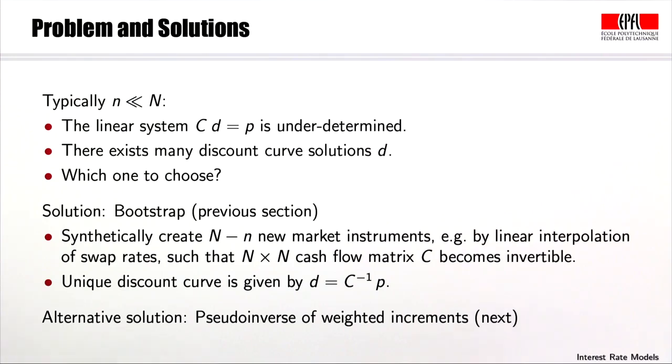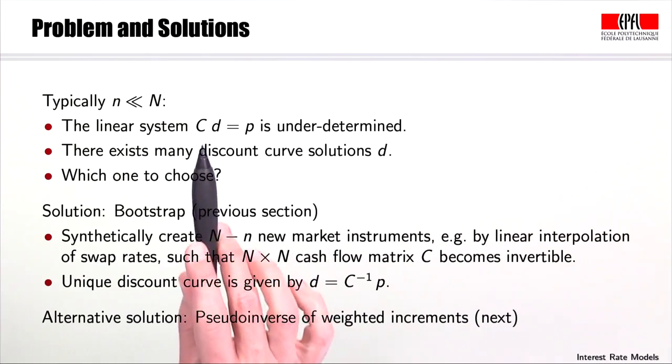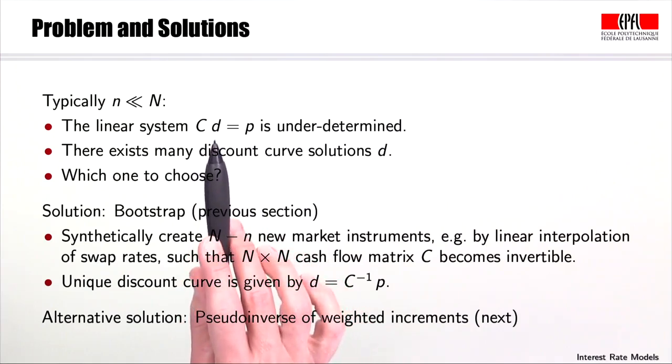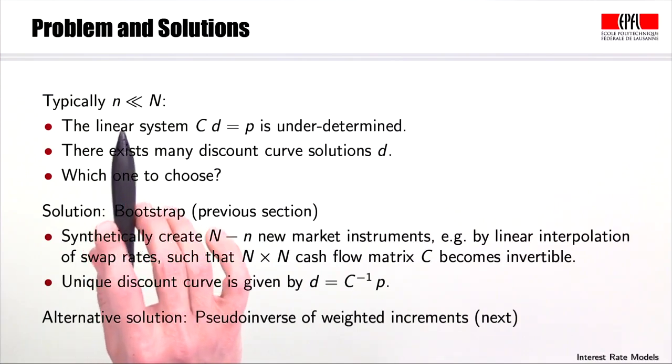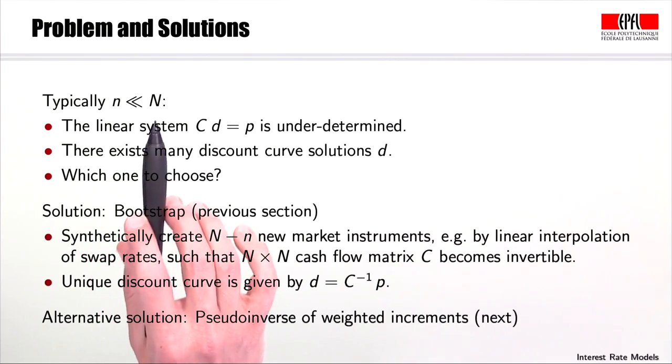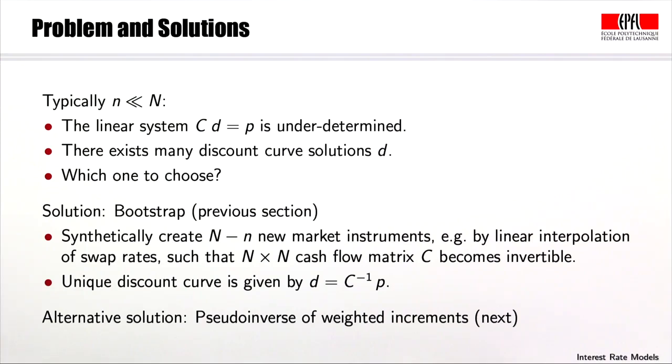Summarizing, these exact methods typically lead to linear systems for the discount curve D, which are underdetermined because the number of equations, small n, is much smaller than the number of unknowns, capital N, in general. As a consequence, there exist many discount curve solutions. Which one is to choose?